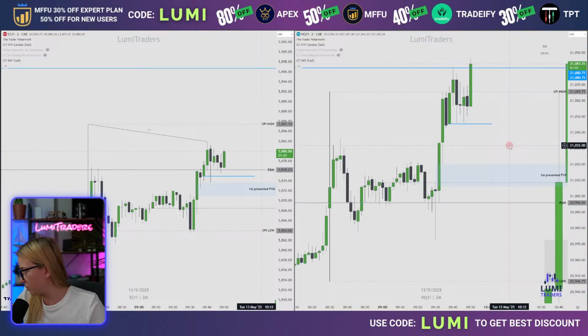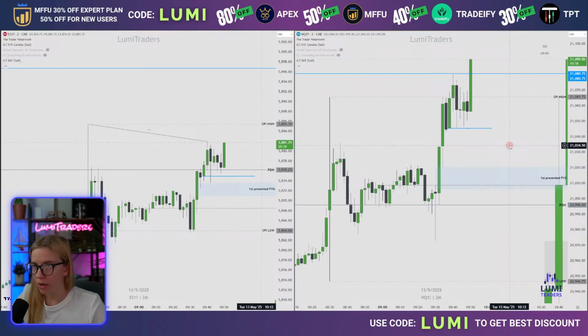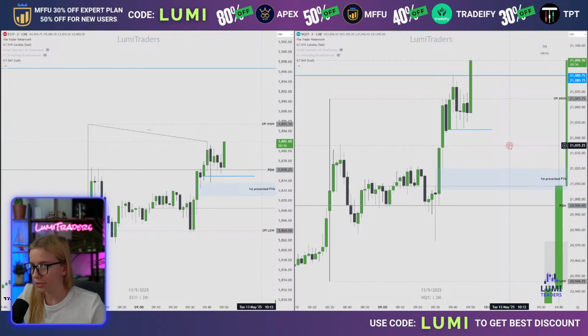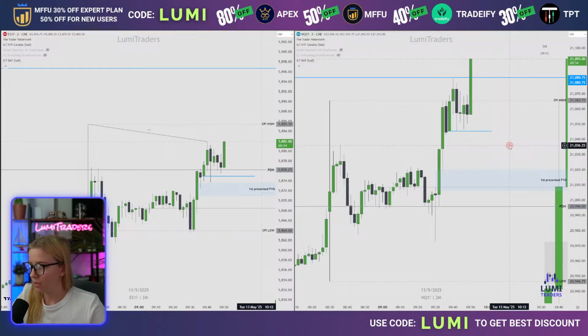Let's see. Needs to take CPI high. Only yes. So bad. We need to even go higher than the CPI high, like 14 points higher, preferably. I believe it's going to be an AM session, so how it goes, we'll see.